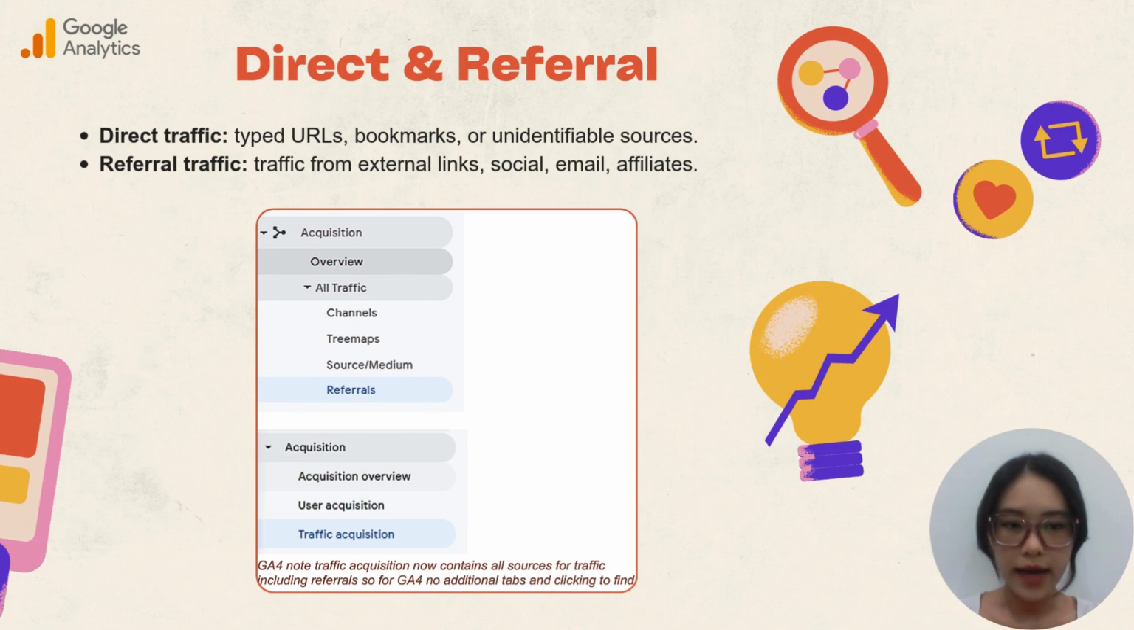Moving on to direct and referral. Direct traffic includes typed URLs, bookmarks, or unidentifiable sources. Referral traffic originates from external websites, affiliates, social platforms, or email links.